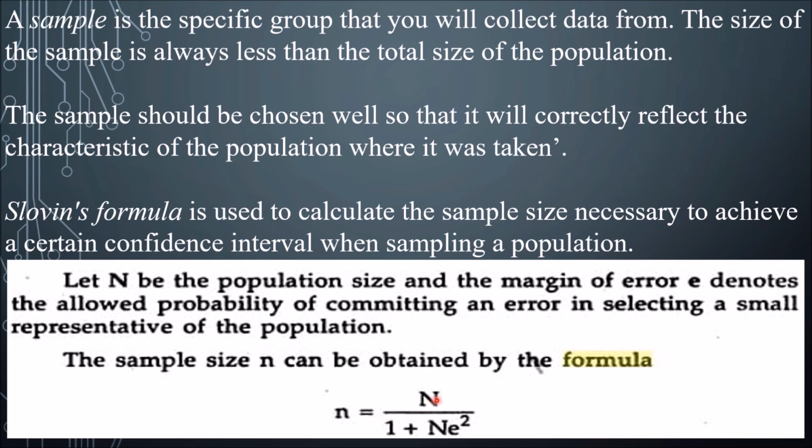The sample size n can be obtained by the formula: n is equal to the population size N divided by 1 plus the population size N times the margin of error squared. So that's how you compute for Slovin's formula. Again, if the confidence level is 95%, the margin of error is 5%, so the total must be 100. If the confidence level is 90, then your margin of error is 10%.